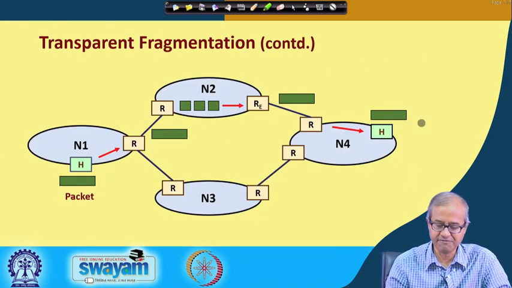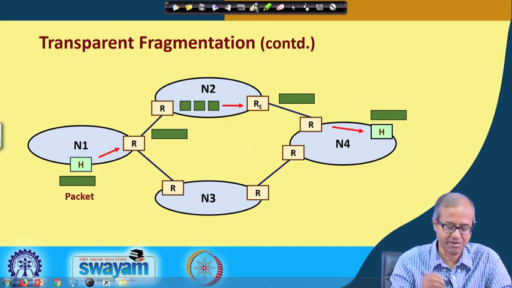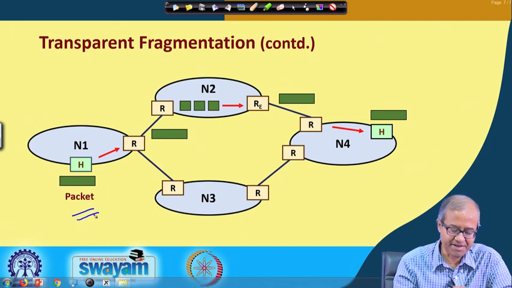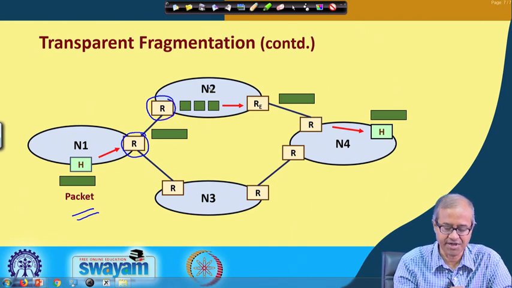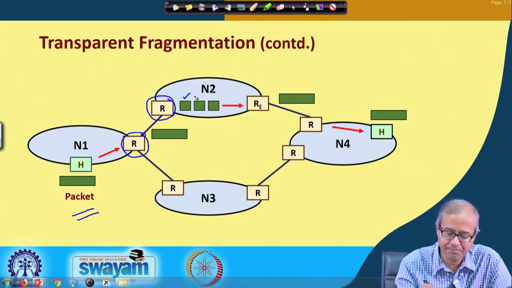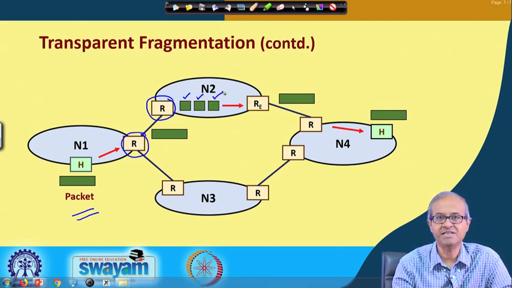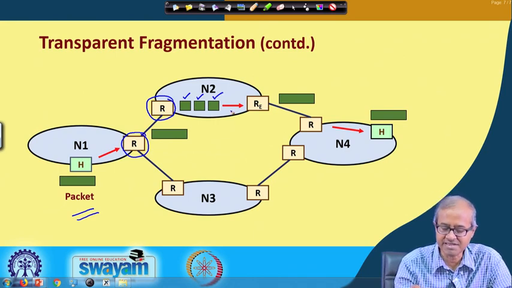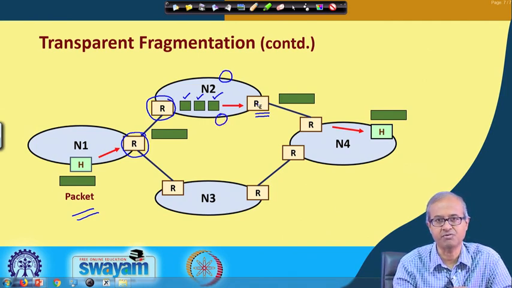Talking about transparent fragmentation, I am illustrating this with the help of this simple example. Suppose I have a larger packet which is being generated by this host in network N1, sent to this particular router. This router forwards it to this router of network N2. So, this original packet reaches R. Now, R sees that this packet is too large and the MTU of N2 is smaller. So, what does it do? It breaks up the packet into 3 smaller packets. These are the fragments, okay? And they are sent to the same exit router. There can be multiple other routers also here, but I am showing only one router.